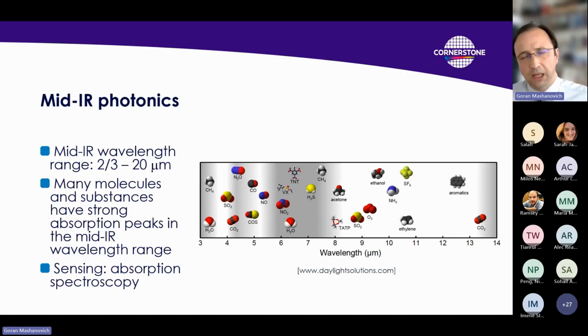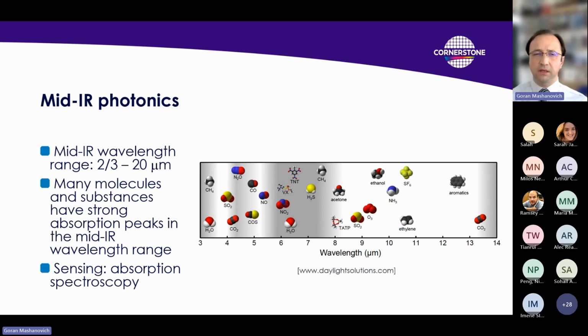So let's start. You will probably find different definitions of what the mid-infrared wavelength range is, and in different communities it varies, in some cases quite a lot. What we in silicon photonics consider as mid-infrared is a wavelength range from 2, maybe 3 microns up to 20 microns. And why is this wavelength range important?